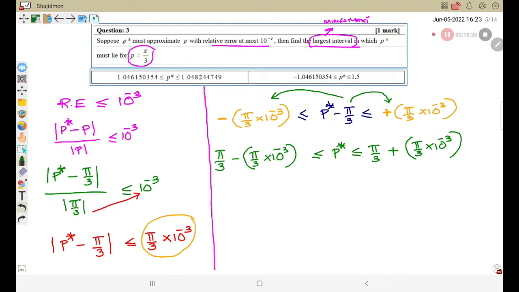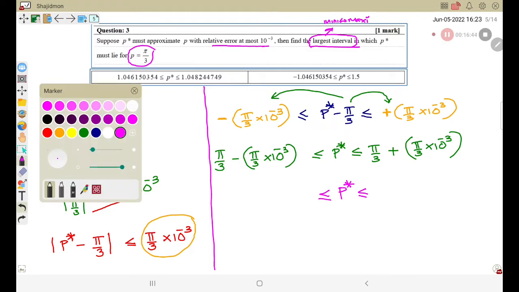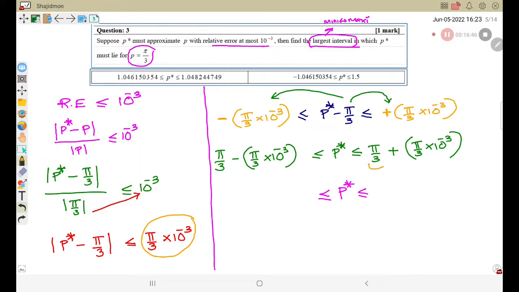Now you can use your calculator, and you will get the P star maximum value and minimum value. P star is less than or equal to, first we enter the first part into the calculator, that means pi by 3 plus pi by 3 multiplied by 10 power minus 3. After that, you can enter the other one, so that you get the minimum and maximum. So what will be the number? You can check it.